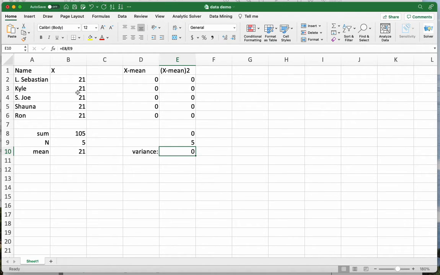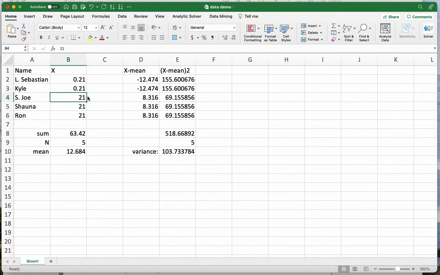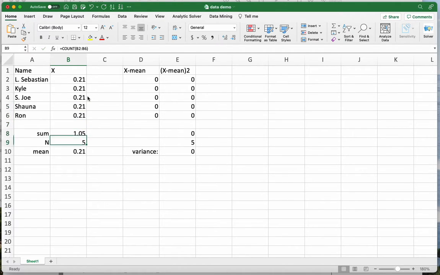And then third, let's do a different thing. I'm going to change all these scores from 21 to 0.21. And let's see what that does to things. Well, it changes the mean to 0.21, but the variance is still 0. All right, so you're saying that's a really weird example, Reagan. I don't like it. So let me go back to the original data set.